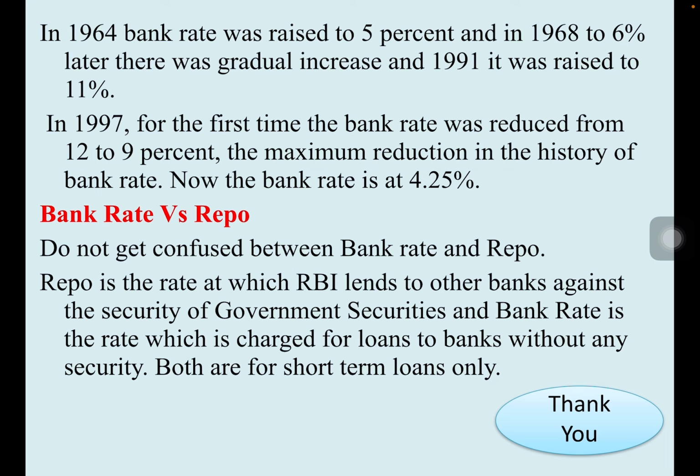Now, bank rate versus repo. Do not get confused between bank rate and repo. Repo is the rate at which RBI lends to other banks against the security of government securities, whereas bank rate is the rate which is charged for loans to banks without any security. So, repo is a secured loan, bank rate is an unsecured loan. Both are for short term loans only.